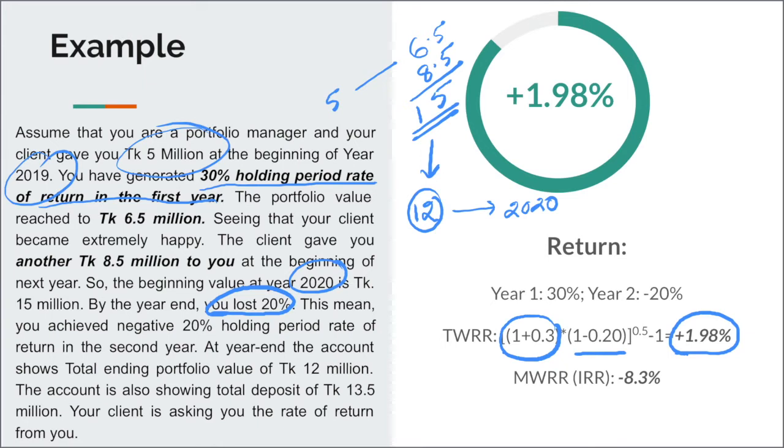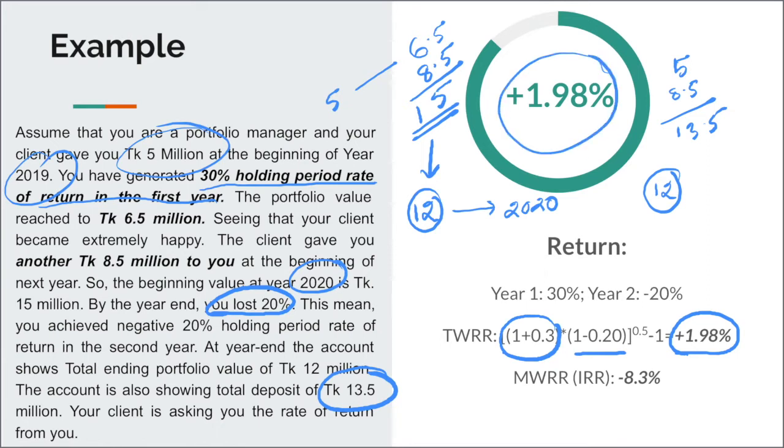After getting that performance, your client became extremely angry. He said to you that I have given you 5 million at the beginning of 2019, and then I've given you another 8.5. So my total deposit is 13.5. So the account balance is showing 13.5 deposit. At the end of the year 2020, you can see 12 million. So I lost 1.5 million. So are you kidding? I've lost 1.5 million, and you're saying that you achieved a 2% positive rate of return. How have you come up with that calculation?